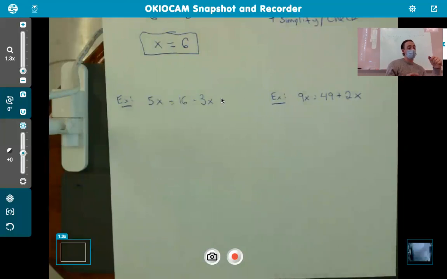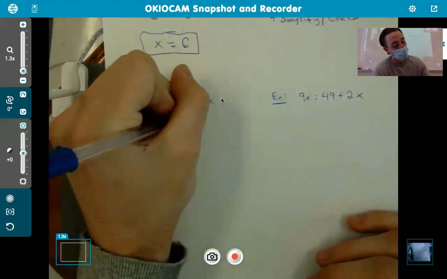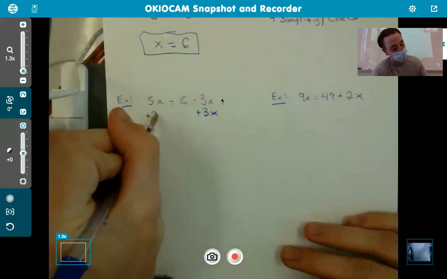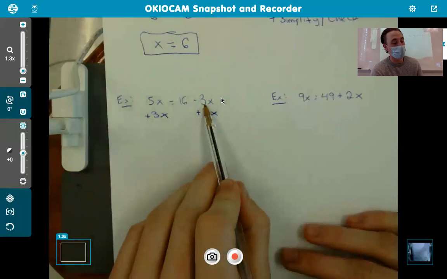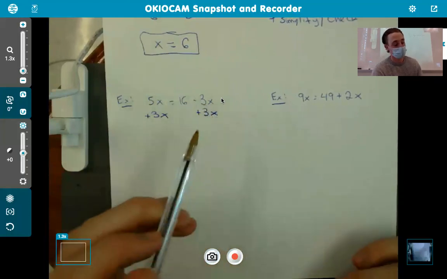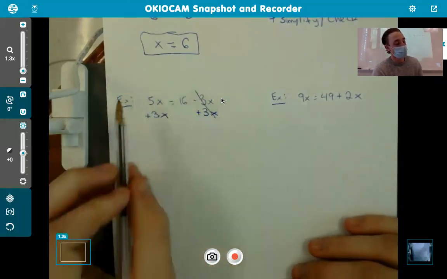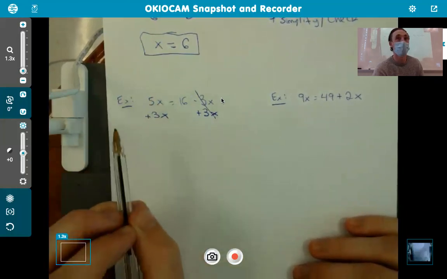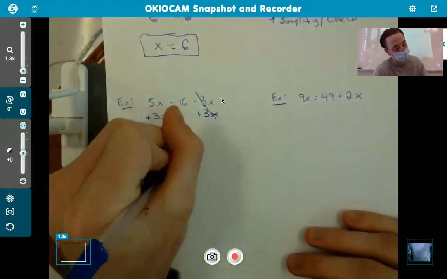So if I want to get variables on one side, what should I do to start this equation? If I want to get all of my variables on one side, what do I have to do? What's that? Add 3x, right? The x stays. So add 3x on both sides. Good. Because what's going to happen with the negative 3x and the positive 3x? They're going to cancel. 5x plus 3x is what? 8x. Nice job.